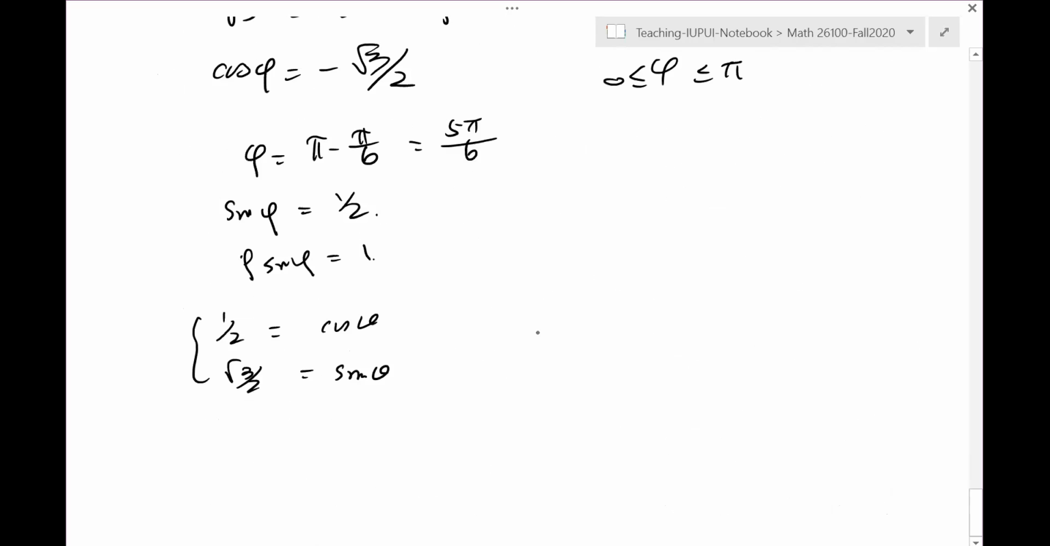And clearly, if both are positive, then theta must be between 0 and pi over 2. And clearly that's going to be theta, it's going to be pi over 3. Okay. So now you get theta, phi, and rho. So that's how you solve the problem.